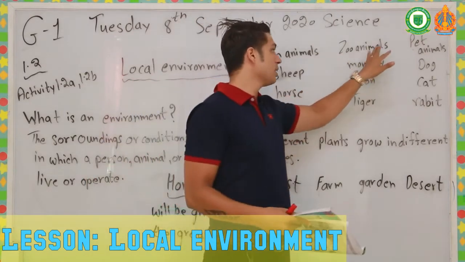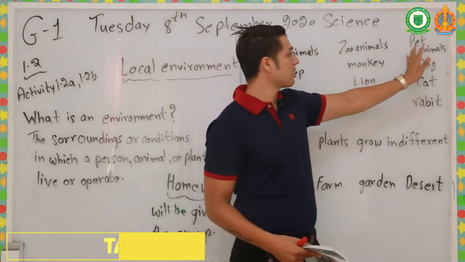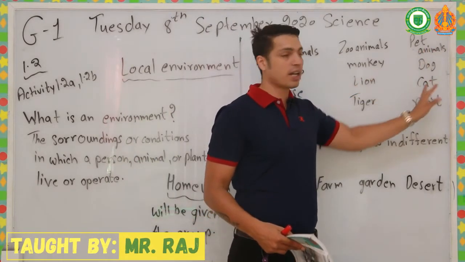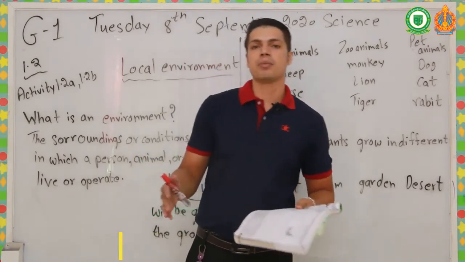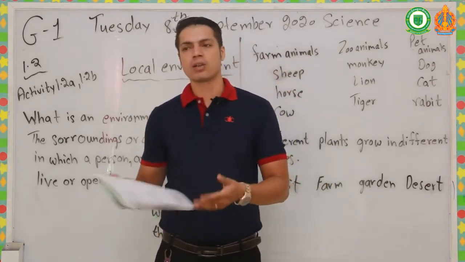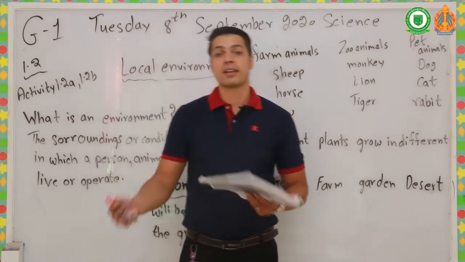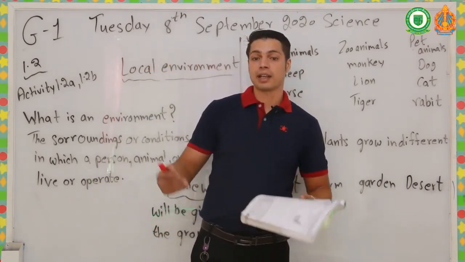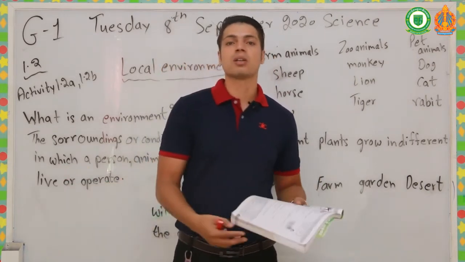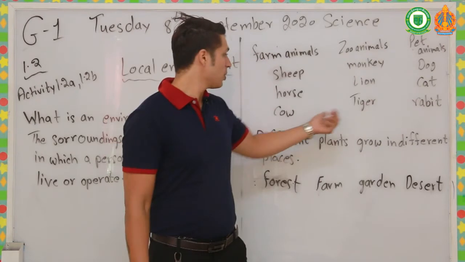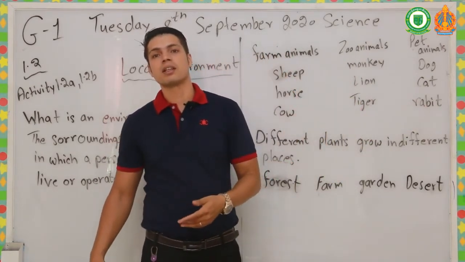Zoo animals are monkey, lion and tiger. Pet animals are like dog, cat and rabbit. Sea animals only live in the water. They cannot survive outside the water, because in the water they have the right conditions and they can survive there. Other animals live on the ground, but they cannot survive inside the water.